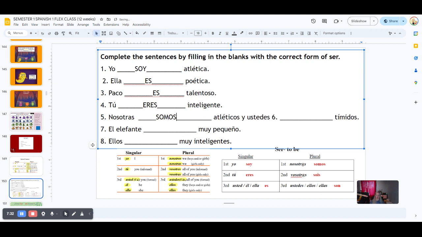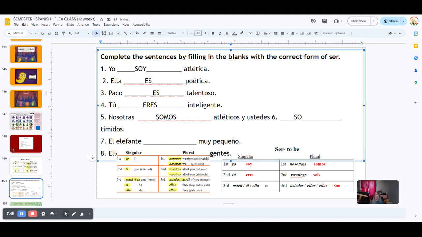We are. Somos atléticos. And since there's more than one person, we have to make our adjective plural by adding an S. And ustedes is the bottom right. So it'd be son. Ustedes son. And you all are shy or timid.